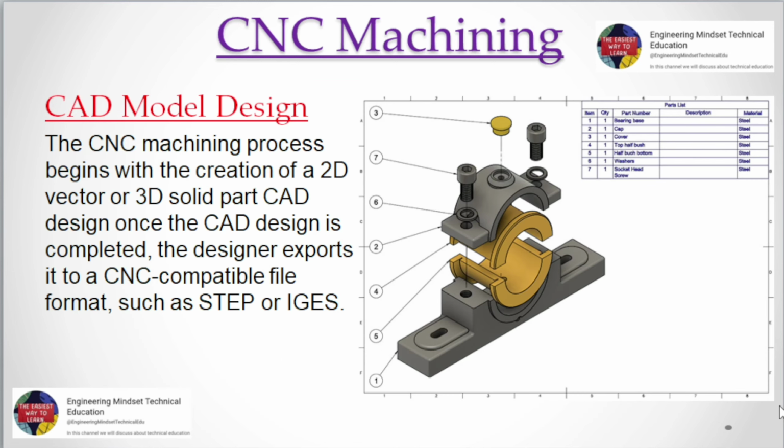CAD model design. The CNC machining process begins with the creation of a 2D vector or 3D solid part CAD design. Once the CAD design is completed, the designer exports it to a CNC-compatible file format, such as STEP or IGES.